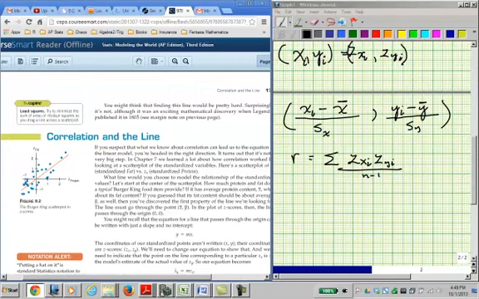Now notice the data has the same shape. Okay? It is the same. The association looks the same. There's no difference in it. It's linear, moderately strong, etc., etc. Okay?